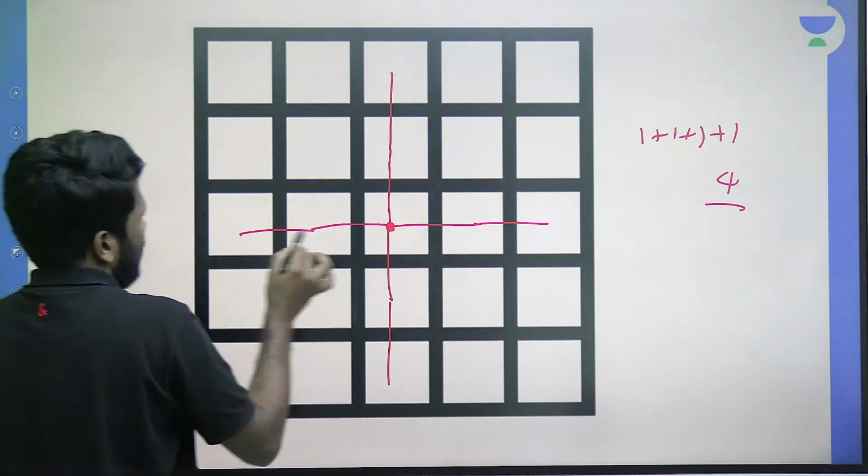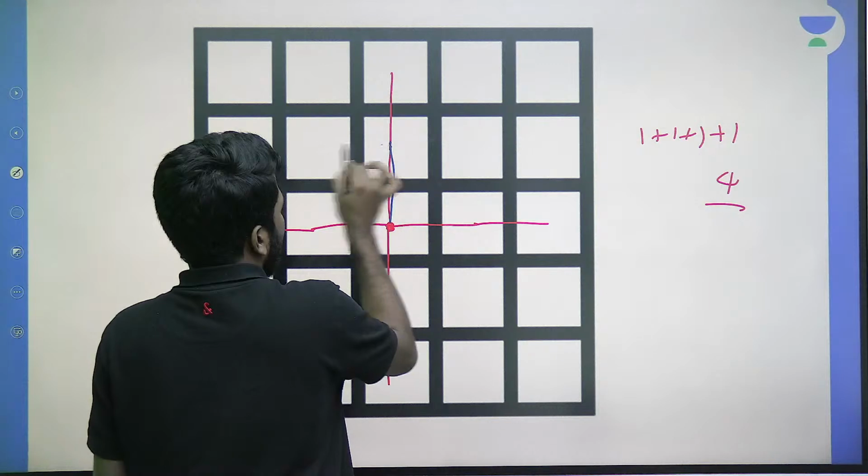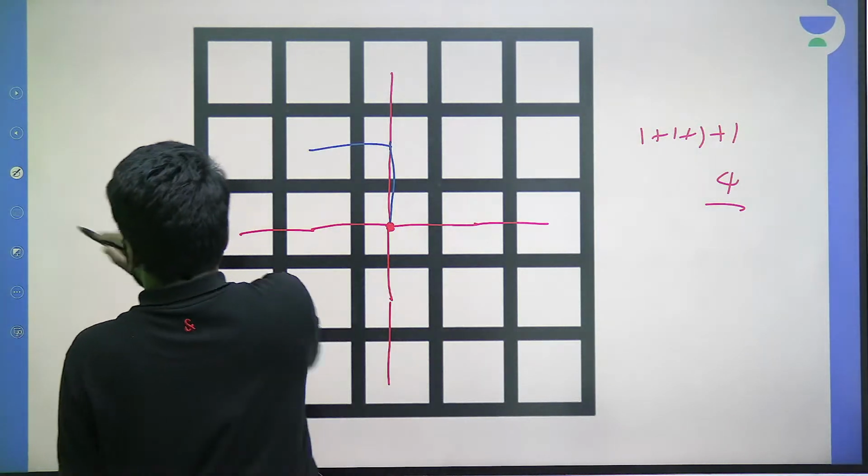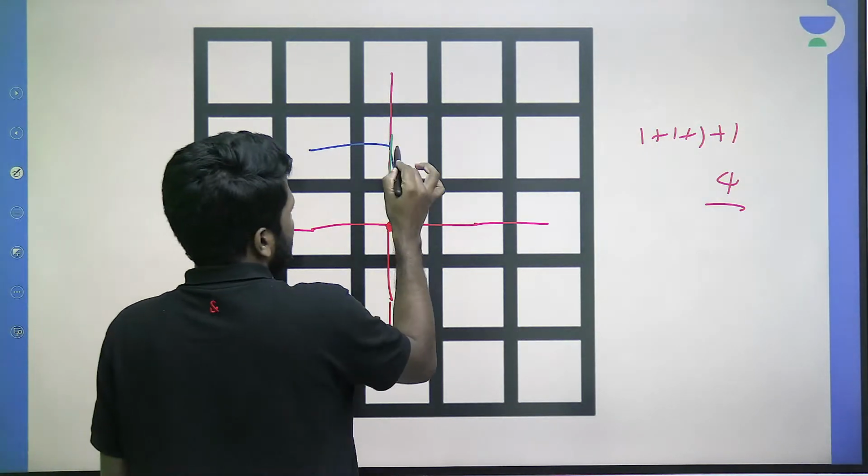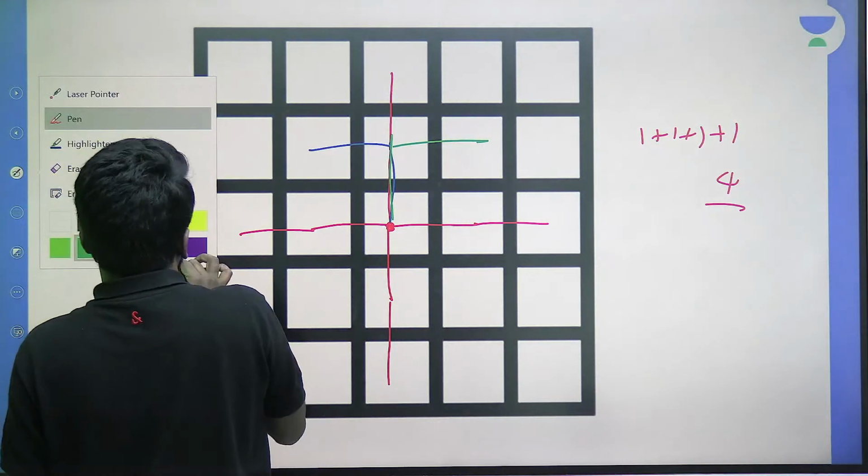Very fast I will explain. First move, second move, that is a valid possibility. First, second, that is a valid possibility.